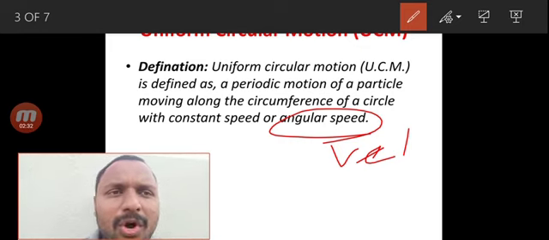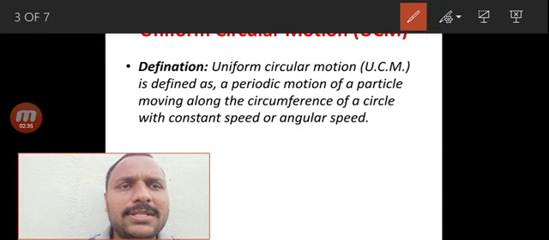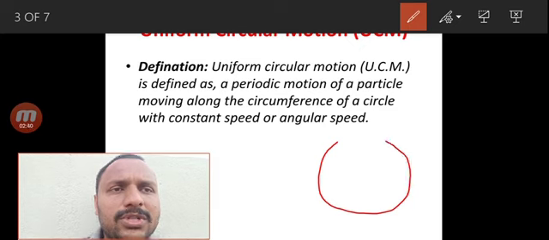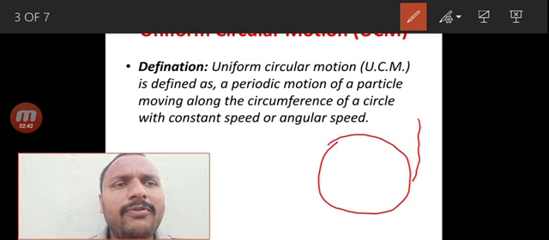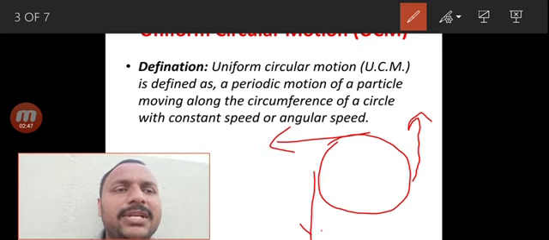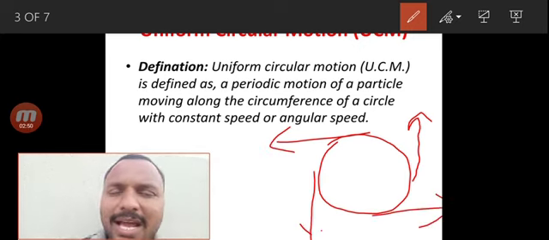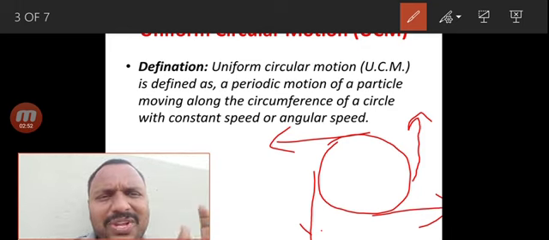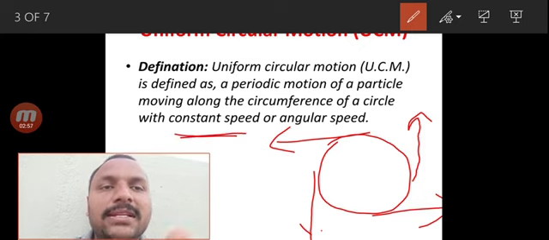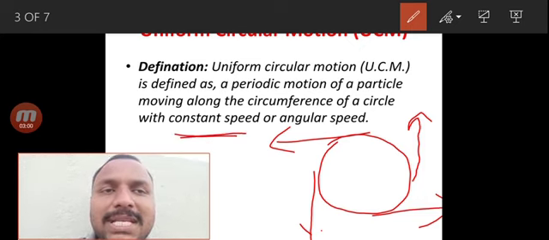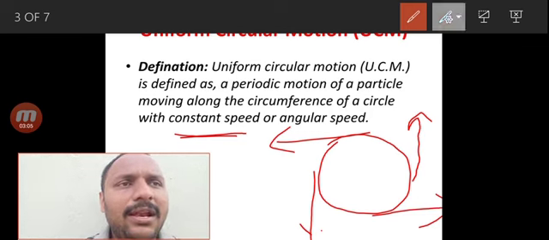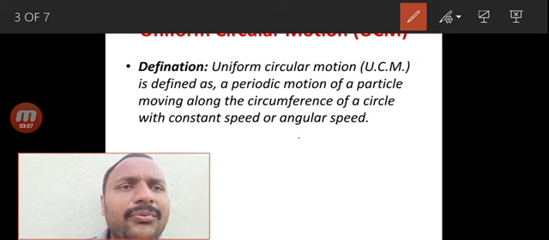Why? Because in circular motion, if the particle performs circular motion, the direction of the linear velocity continuously changes, and if its direction changes then the velocity changes, so it can never be constant. But we can say that the magnitude of this linear velocity, meaning speed, remains constant. Then we say that angular velocity remains constant.